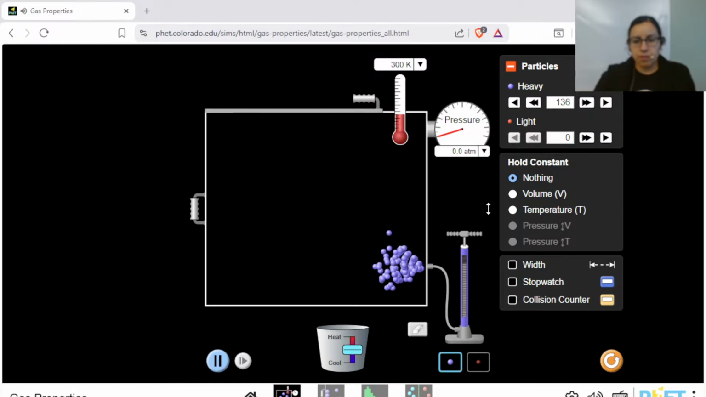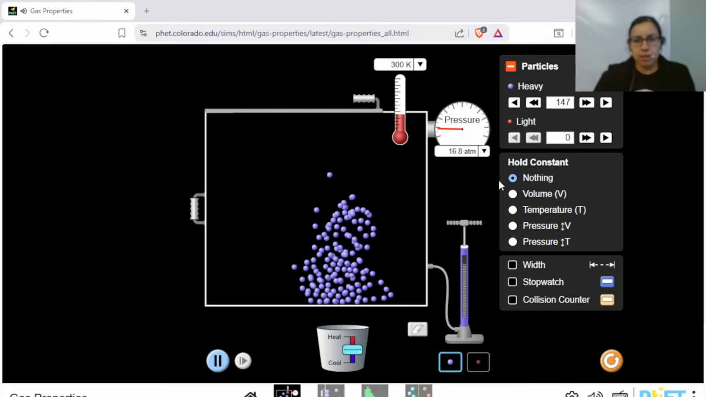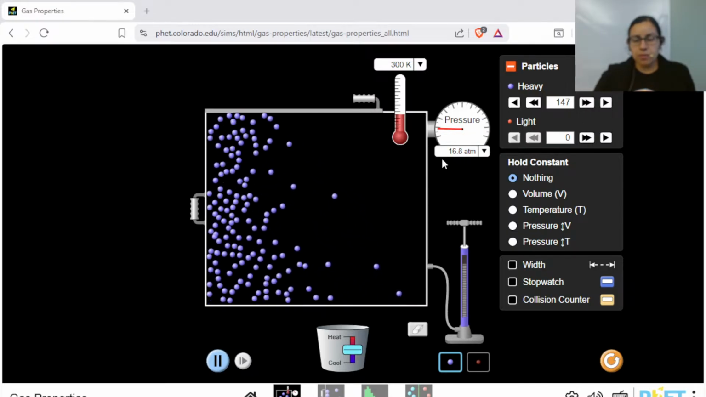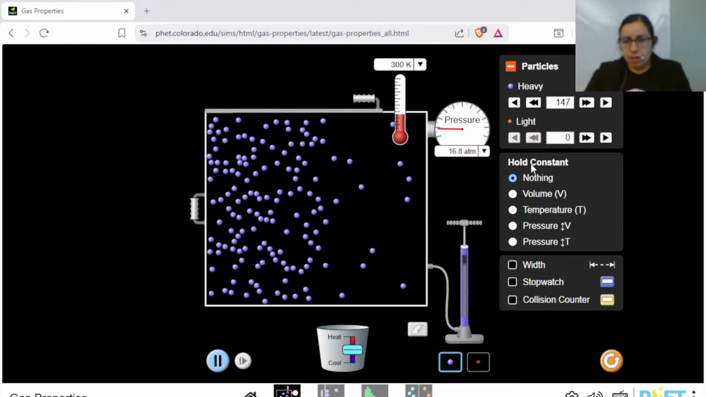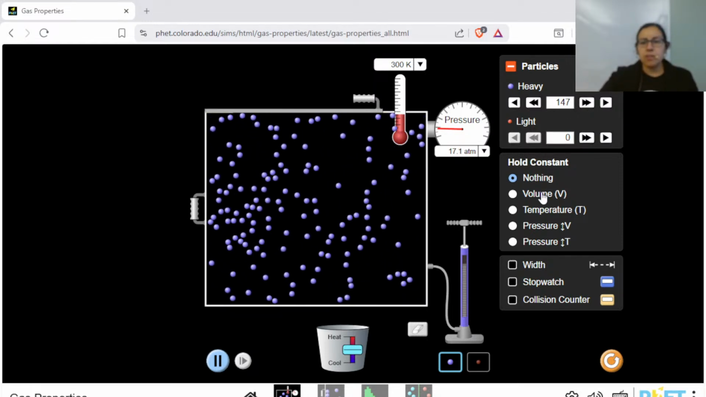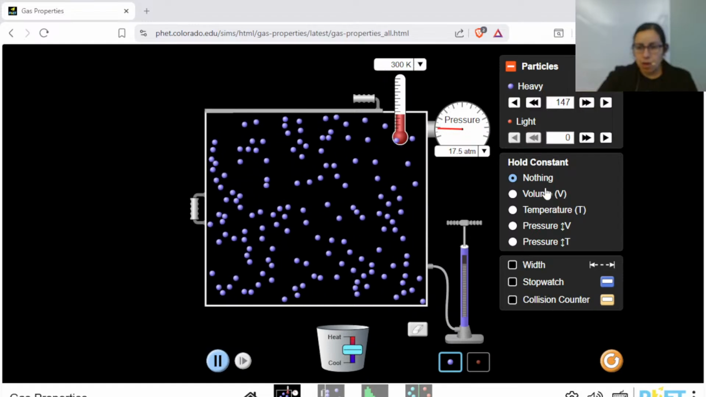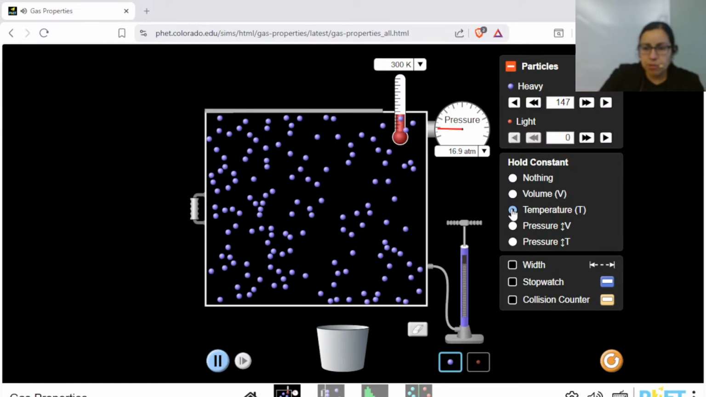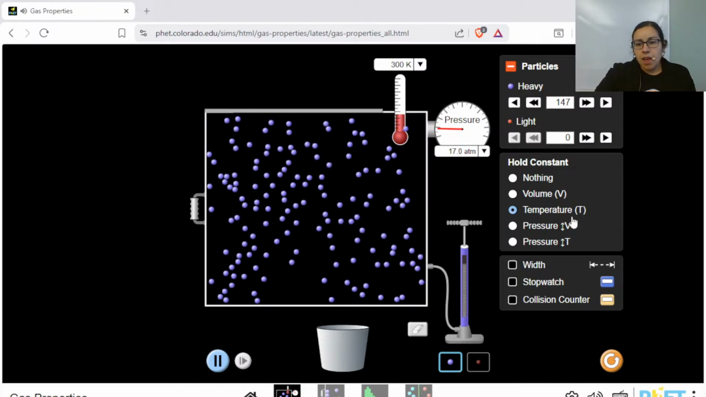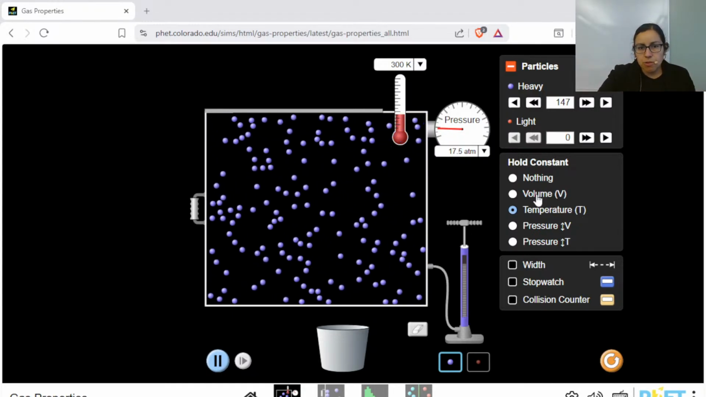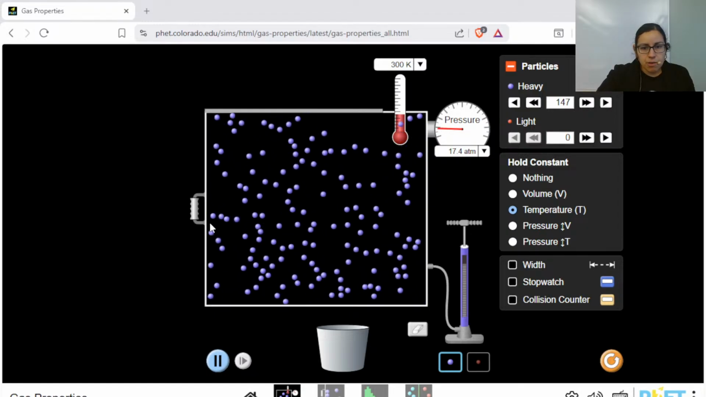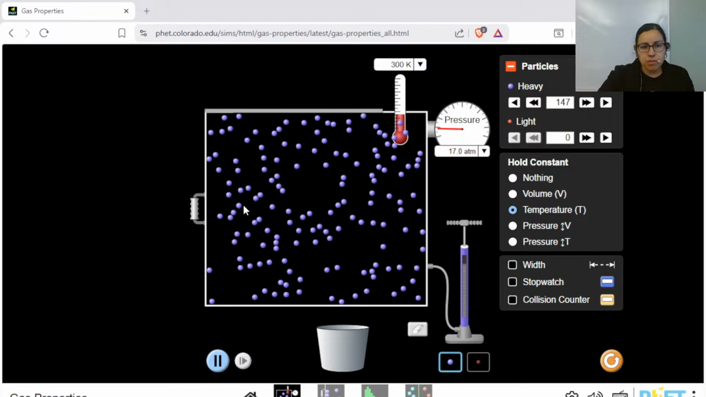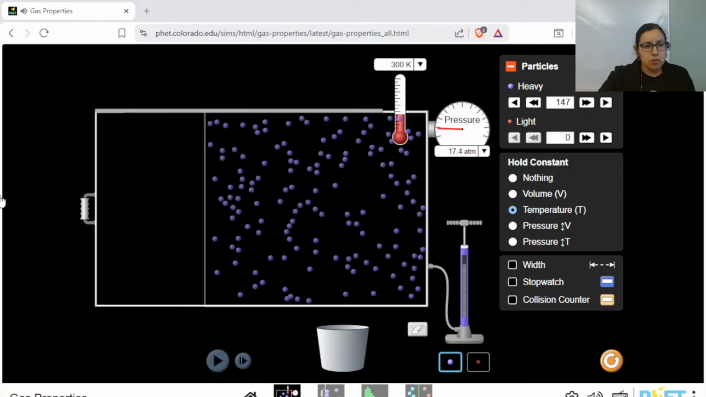So let's first crank it up. Now we have our pressure established. And then we want to hold, so it says what we want to hold constant. We could pick nothing. We don't want to hold our volume constant, we're going to change that. But let's just hold temperature constant. We're just looking at our pressure versus volume relationship. Now we can play with it. I'm just watching our pressure gauge. We're at about 17, and I'm going to try to double it.